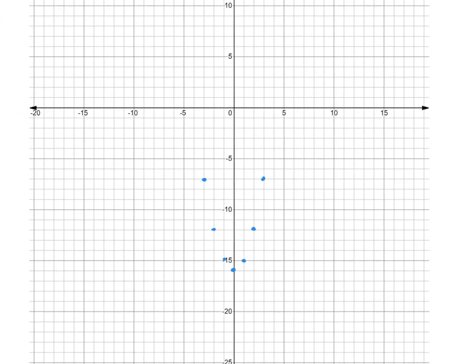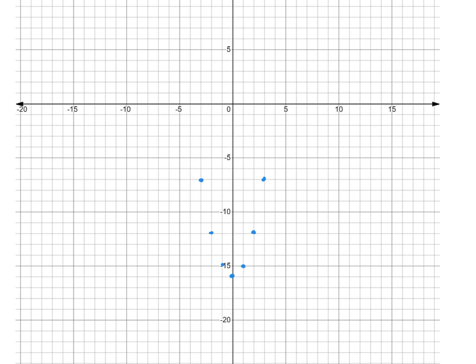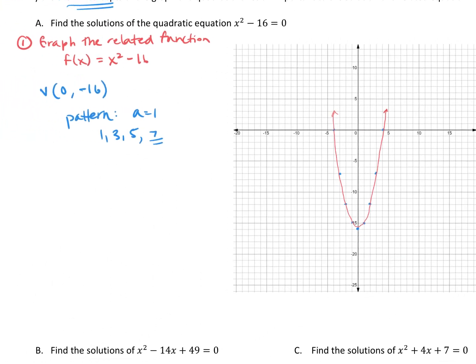So let's take a look at that function. If we go from our last points, up 7 to the right 1, and then get that reflected point on the other side, that's going to give us enough points to talk about right here. So first step is we graph the related function. There's our lovely parabola.